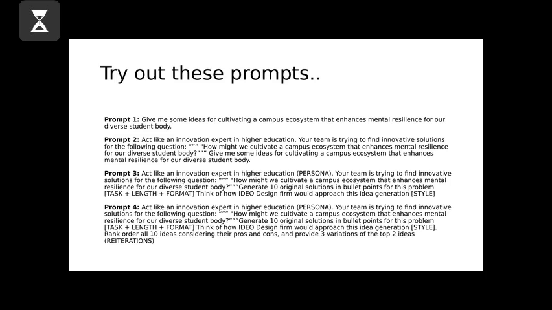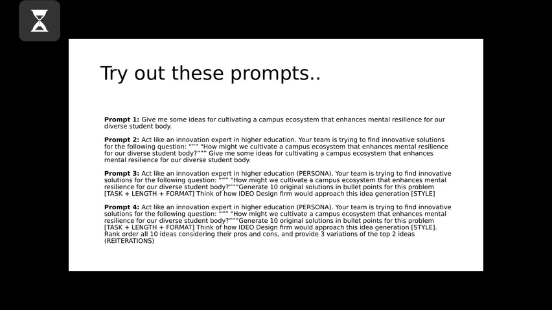So for example, the first prompt doesn't really consider the guidelines, right? It just says, give me some ideas for cultivating a campus ecosystem that enhances mental resilience for our diverse student body. In the second prompt, as you see here, I assign a persona to AI. I ask it to act like an innovation expert, and I'm giving more details. I'm telling it your team is trying to find an innovative solution for the following question. And then I add, give me some ideas.